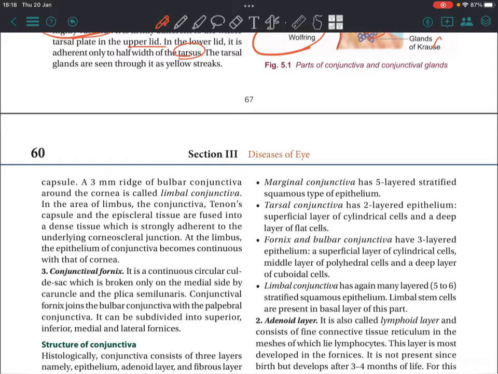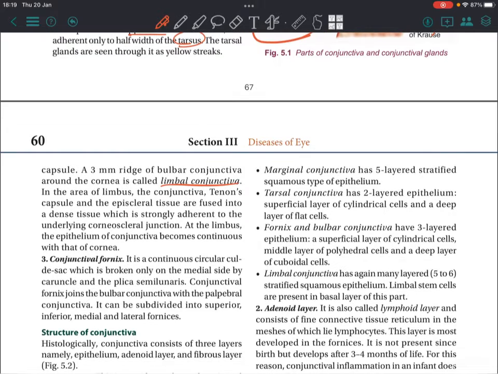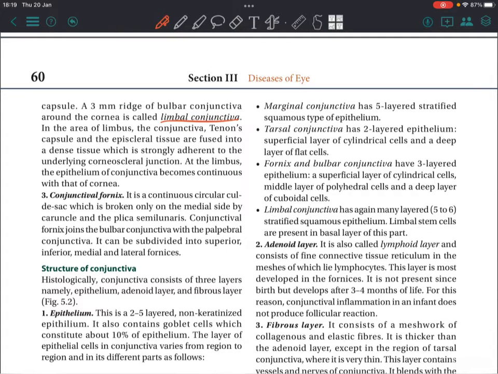A 3 mm ridge of bulbar conjunctiva around the cornea is limbal conjunctiva. In the area of the limbus, the conjunctiva, Tenon's capsule and episcleral tissue are fused into a dense tissue which is strongly adherent to the underlying corneoscleral junction. At the limbus, the epithelium of conjunctiva becomes continuous with that of the cornea.